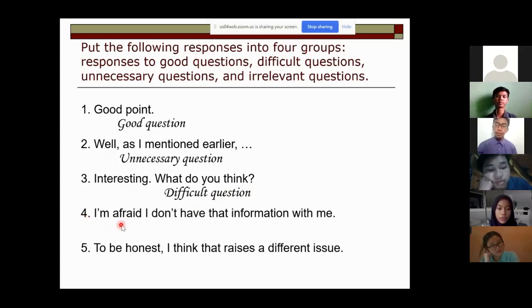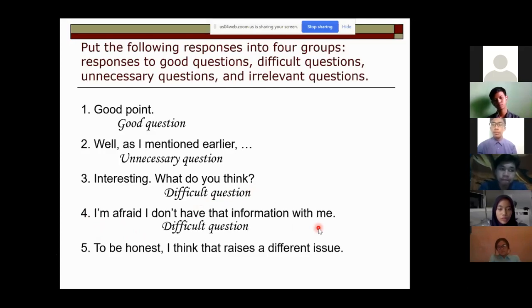And then the fourth one, "I'm afraid I don't have that information with me." Ah, it's so, be honest. "I'm afraid I don't have that information with me." Is it okay? Yes, it's okay. It's rare to say that you don't know something, and perhaps you will find out later, or perhaps you can ask your audience about the information. Yes, if you find a difficult situation.